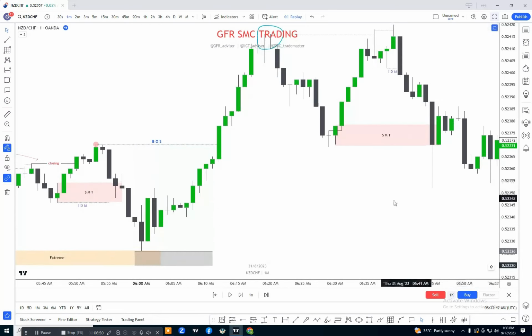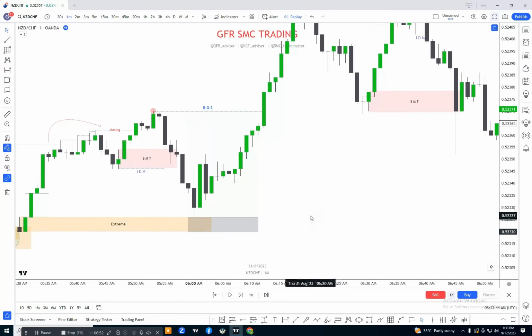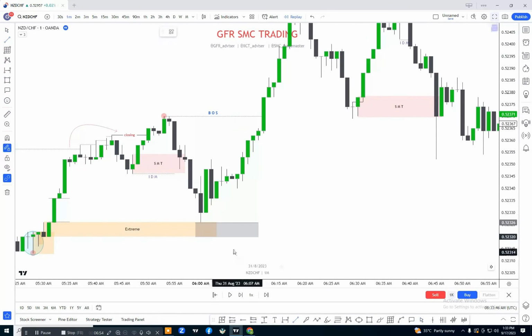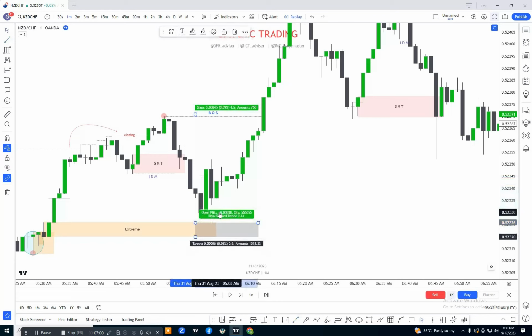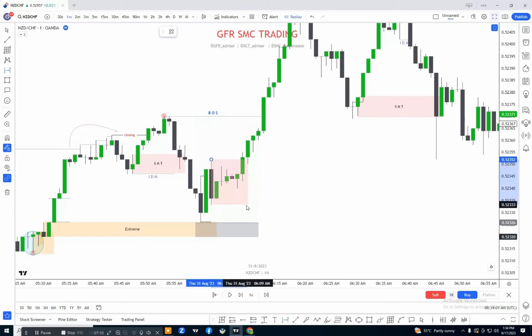If we focus on that area, this was our extreme order block. This high and this low were for our extreme order block, which is mitigated with this third candle. So we will simply switch our order block to the third candle. Now this is our other order block like that.